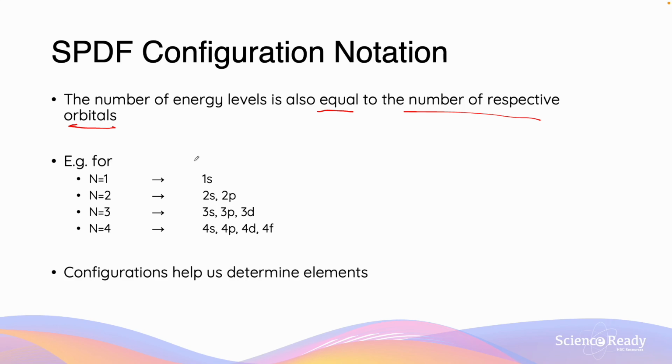So for example, in the energy level 1, there is only one orbital which exists, and that is the 1s orbital. In n equals 2, there is a 2s orbital and a 2p orbital. Then in the third energy level, there is a 3s orbital, the 3p orbitals, and the 3d orbitals. And then in n equals 4, there is 4s, 4p, 4d, and 4f. So these configurations, or these specific placements of electrons in the particular orbitals, is going to help us determine what element it is that we're looking at.